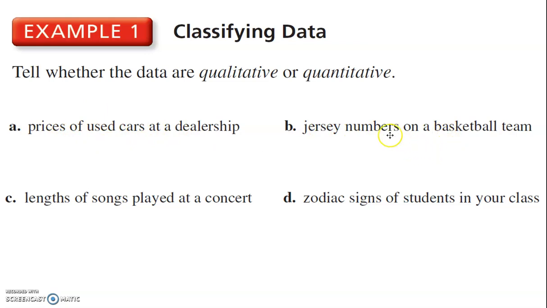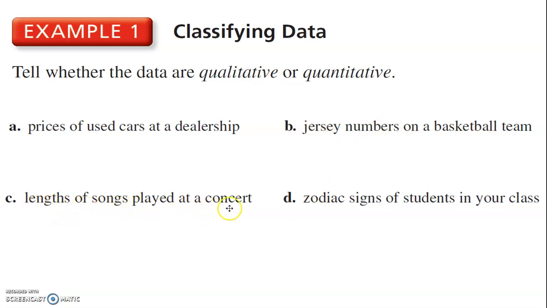B, jersey numbers. Notice they're trying to trick you here by saying numbers, but it's jersey numbers on a basketball team. Does it make sense to find the average jersey number? The average jersey number on this team is 19. That doesn't make any sense, right? So this is qualitative. Even though they're trying to confuse you with the numbers here, it's still qualitative because adding these up or finding the average does not make any sense.